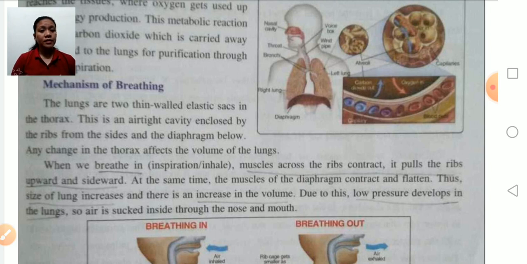This is an airtight cavity enclosed by the ribs from the side and the diaphragm below. Okay, the lungs are enclosed by the ribs from the side and by the diaphragm from below. Any change in the thorax affects the volume of the lungs.